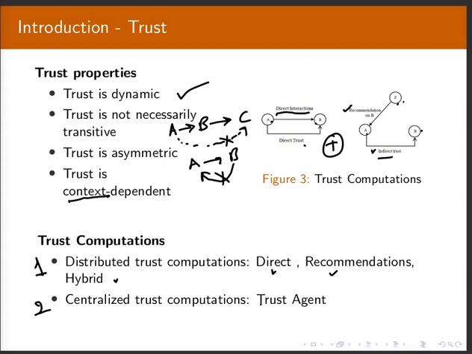In centralized trust computation, there is a trust agent, which is a central server. Each and every node in the network sends the trust information to the trust agent, and the trust agent computes the trust values of each and every node and broadcasts them to the network, so that each and every node has a trust value on all other nodes in the network. So it is completely a global perspective, but it is a local perspective.